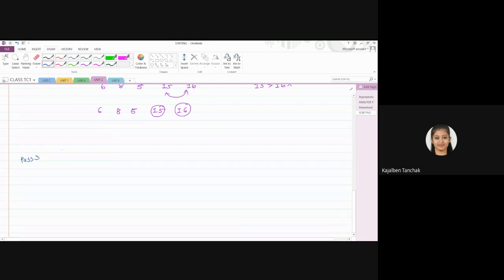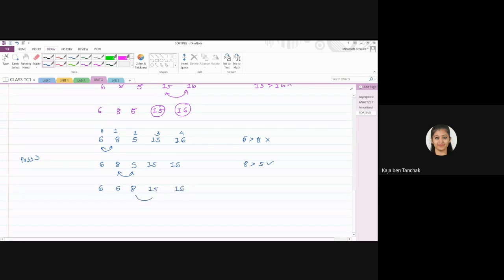I will write down here the array elements 6, 8, 5, 15, and 16. Right? So you will again start comparing these two elements. Compare 6 with 8. Is 6 greater than 8? No, this is not true. So we are not doing any swapping. Next iteration, you will compare 8 with 5. Is 8 greater than 5? Yes, this condition is true. So you will swap these two elements, 5 and 8, 15 and 16.